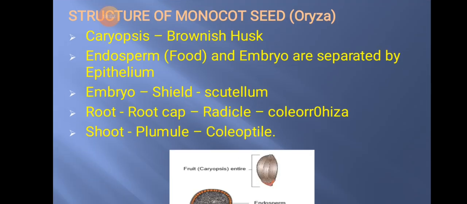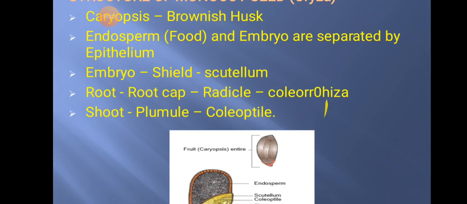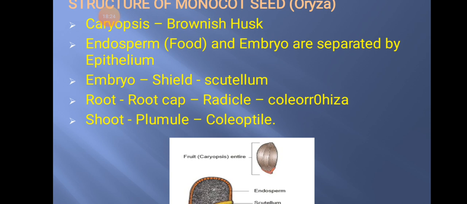See the monocot seed. For the monocot seed, we take the oryza plant. Here the caryopsis is a single-seeded simple fruit with an outer coating, and there is no fleshy part. That type of seed is called the caryopsis. The outer brownish husk-like regions are also present.